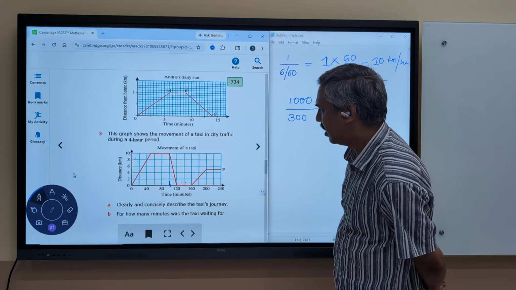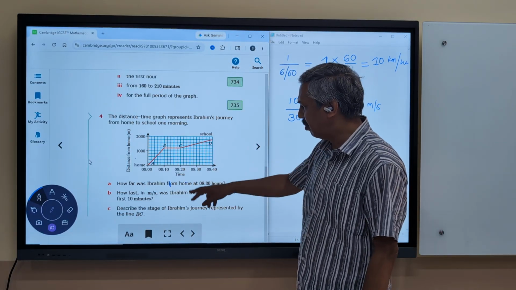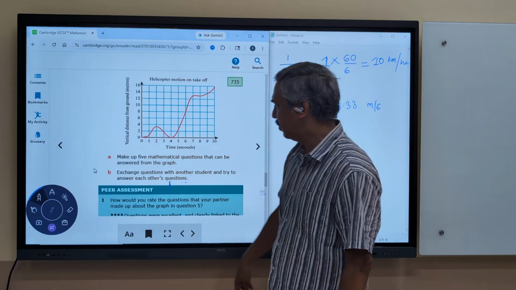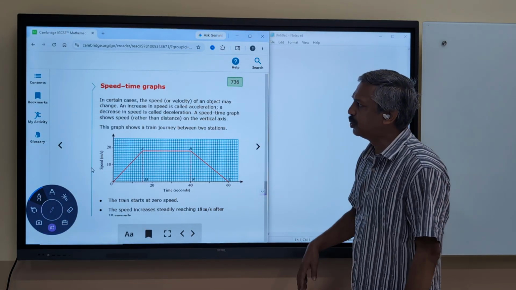Next question. Question number 3. Let's just go on. 3, I think we should do 4, we should do 5 as well. Now we'll move to the next topic, and that is speed time graph.